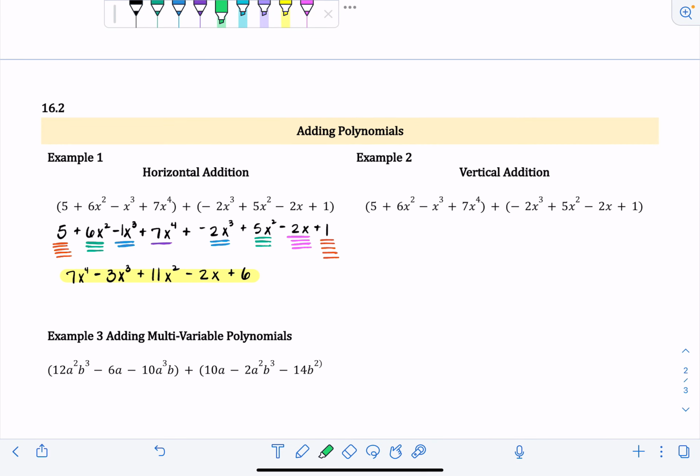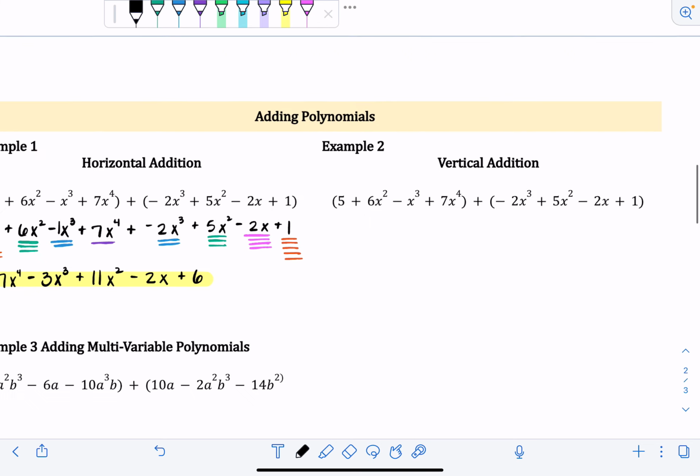Okay, so the next method for adding polynomials is vertical addition. So horizontal was horizontal because we had it written in a horizontal line. Vertical addition takes some maneuvering of the problem. So basically instead of using different lines or different colors to show like terms, we just align them vertically.